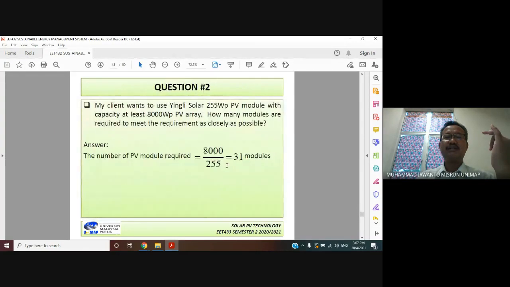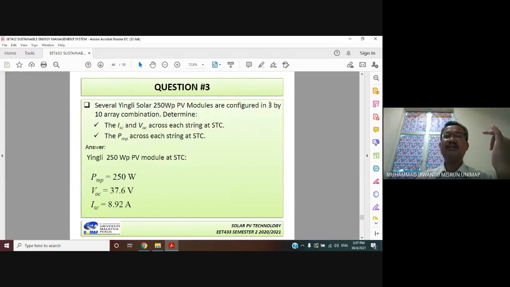The next step, we have to understand the 3 by 10 array combination. 3 by 10 means 3 strings, and each string has 10 PV modules connected together in series. This is the definition of a 3 by 10 array combination. Remember it like this.